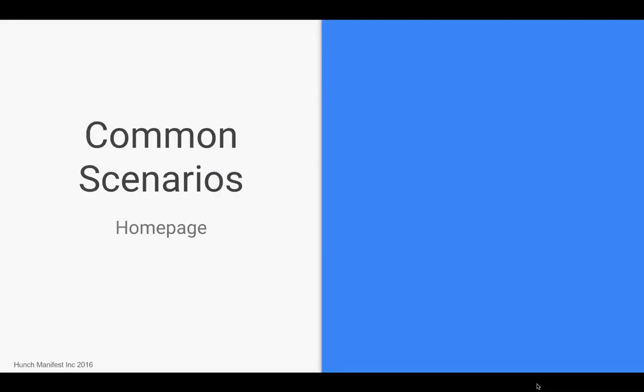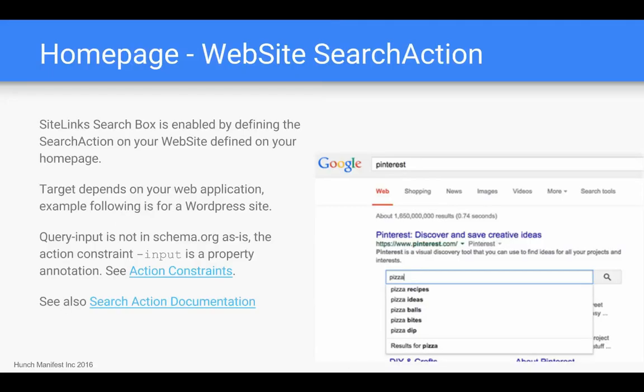Common scenarios for your homepage. So the homepage probably has the most options available from Google in terms of features. The very first one we're going to talk about is the search action.